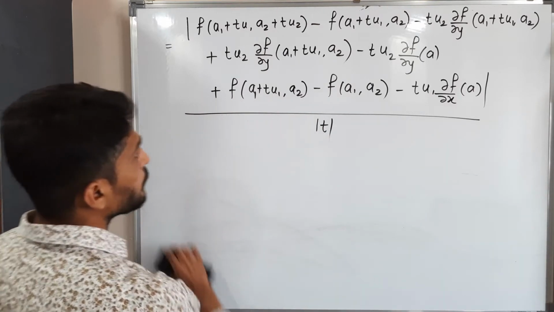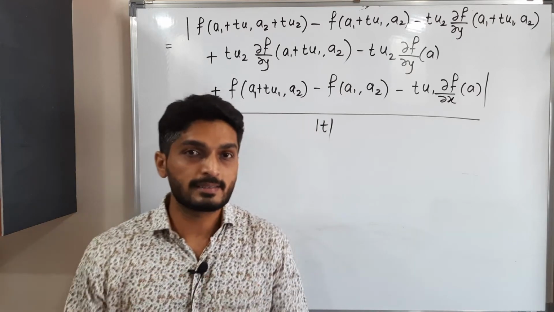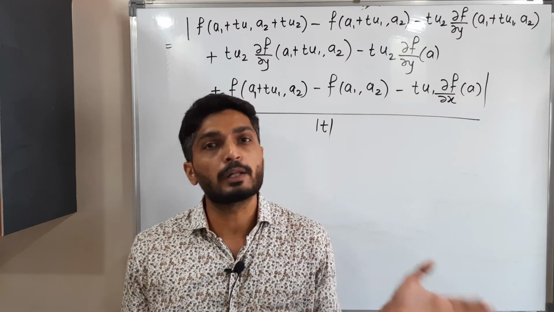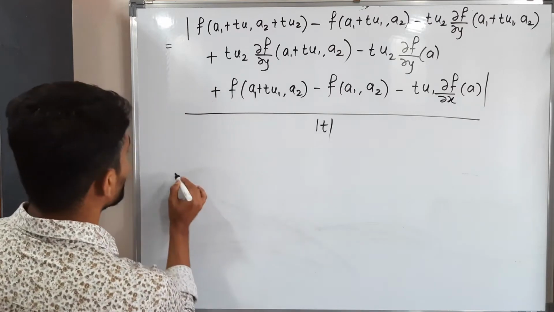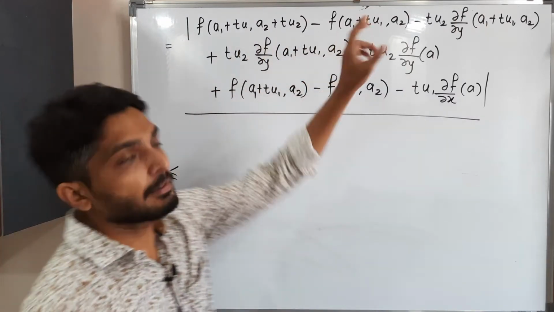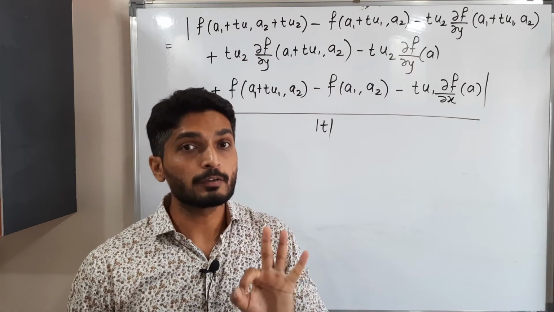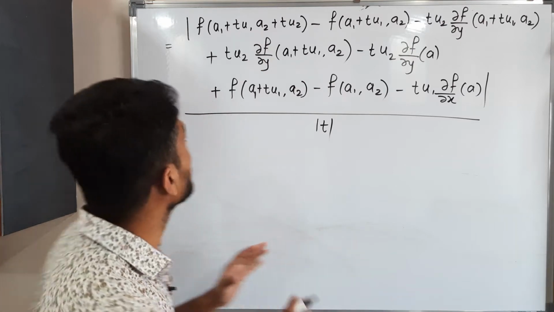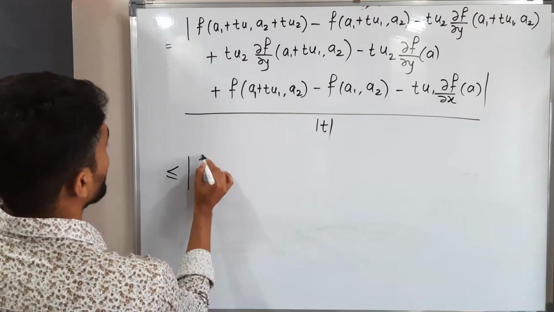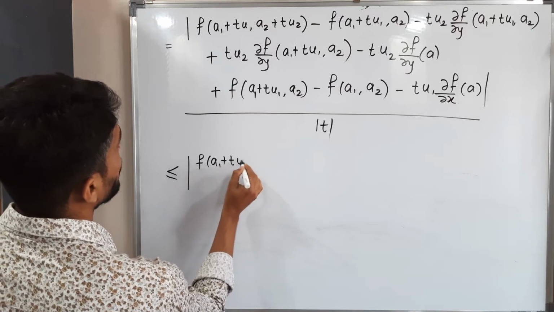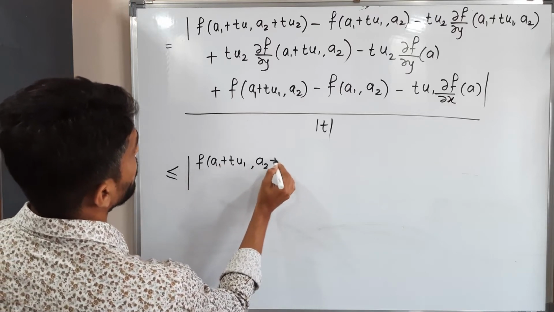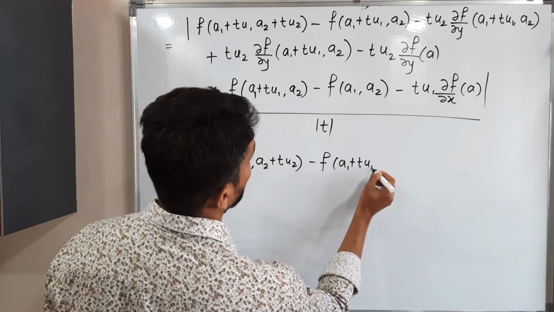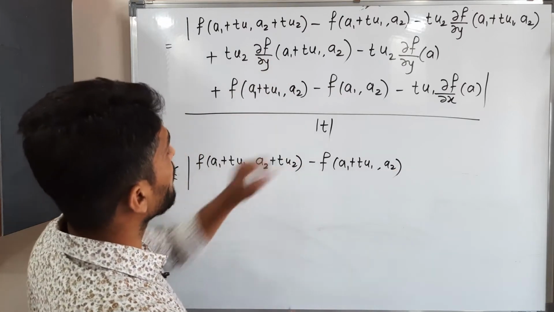Okay, see what I'm going to do, I am going to divide separately, as well as take a separate mod. You know that when I take separate mod, the value will get increased. So this is less than or equal to, first I will focus on the first three terms. I'm going to divide separately by t, as well as take separate mod. See what will happen, mod, this is f of (a1 plus tu1, a2 plus tu2) minus f of (a1 plus tu1, a2). I'm going to divide it by t.